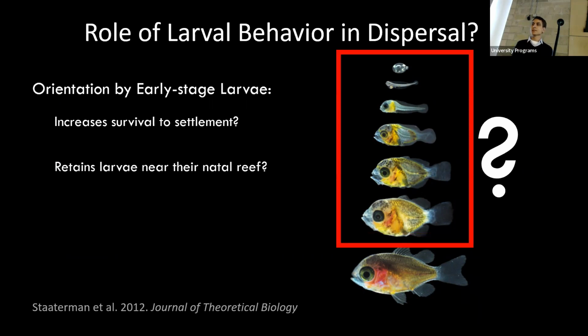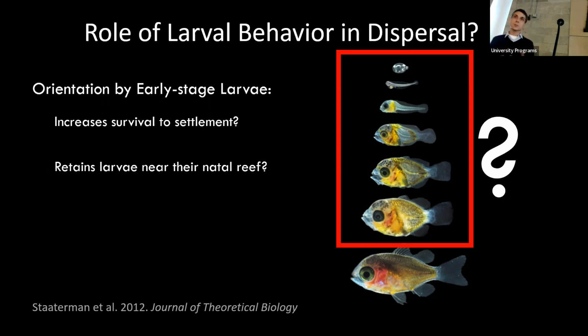And these active dispersal behaviors may not be limited to these late stage larvae. Studies using biophysical models predict that early development of swimming and orientation behaviors can actually increase survival to settlement and help to retain larvae near their natal reef. So these theoretical predictions from models suggest that selection will favor the early development of orientation behavior.